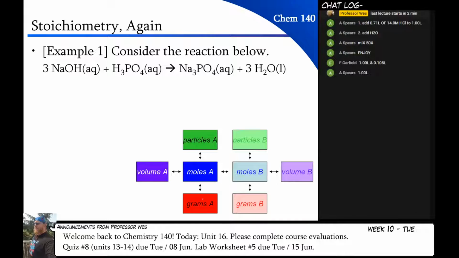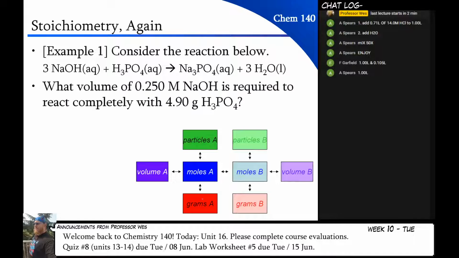So let's look at this. This is the neutralization of phosphoric acid with sodium hydroxide. You make sodium phosphate and water. Let's suppose that I use 4.9 grams of phosphoric acid. How much sodium hydroxide do I need to react completely with it? Well, I am working with a mass of phosphoric acid, so I'm going to start here. A is going to be phosphoric acid. What's B going to be? I want to know what volume of 0.250 molar sodium hydroxide. So I need a volume, so I'm going to go here.